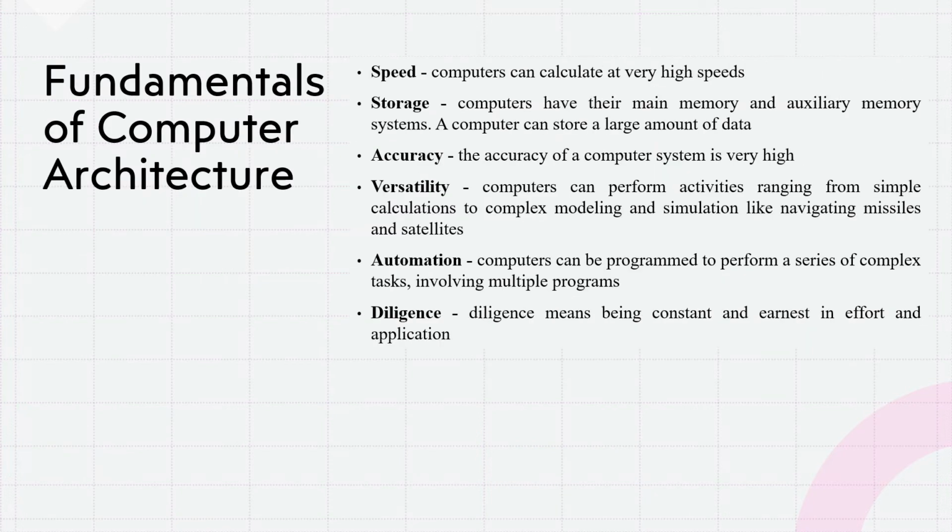Let us understand what exactly are the fundamentals of a computer architecture. These fundamentals include terms such as speed, which states computers can calculate at very high speeds. Storage, computers have their main memory and auxiliary memory systems. A computer can store a large amount of data. Accuracy, the accuracy of a computer system is very high.